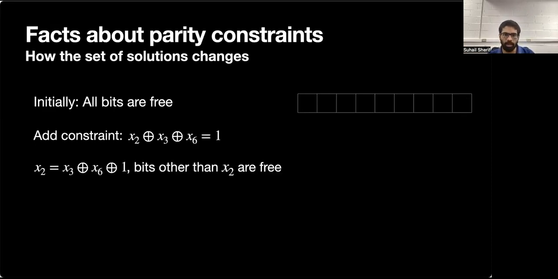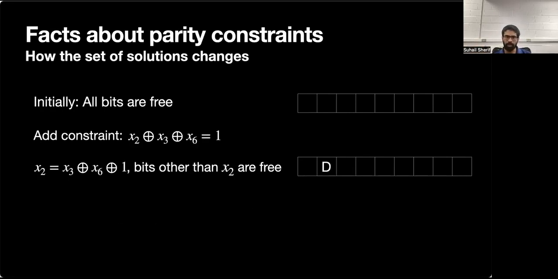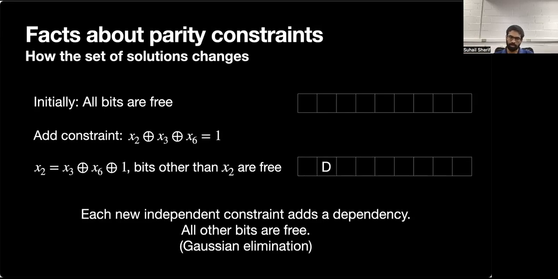We're going to view this constraint as a constraint on x2. It's just saying x2 is equal to x3 plus x6 plus 1, and all the bits other than x2 are completely free. We're going to represent this by putting a d where x2 should be, saying that it's dependent on the others, but the other bits are entirely free. As we get new constraints, each new independent constraint adds a new dependent bit, and all other bits continue to be free. To make this formal, this is just Gaussian elimination at play. These are just some bits that are pivots, and the rest of the bits can be set completely freely.